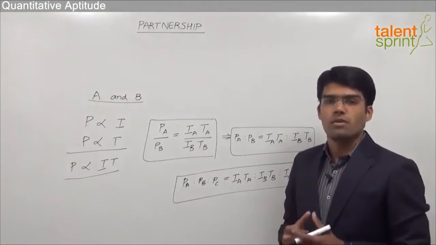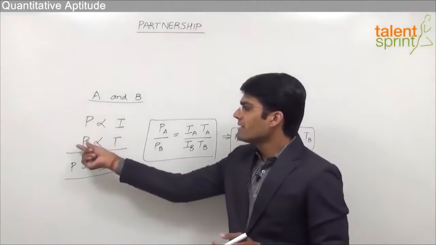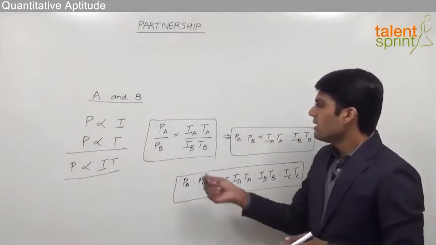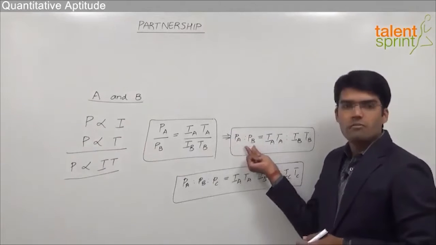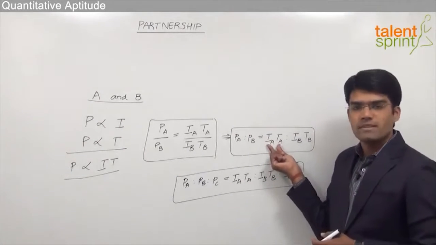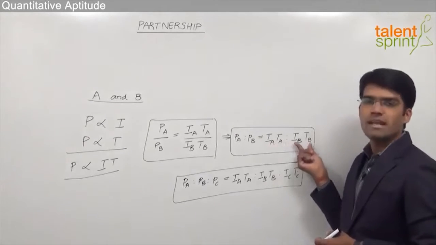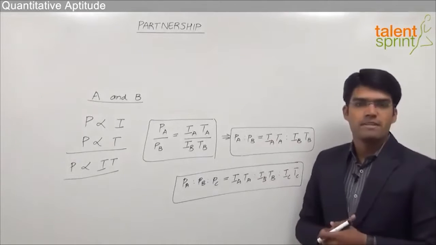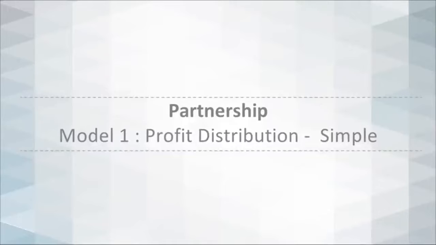Similarly, even in case of loss, the loss of the partners depends on investment and time of investment. So we can say that loss of partner A is to loss of partner B will be equal to investment of A into time of A's investment is to investment of B into time of B's investment. Whether it is profit or loss, both are proportional to investment and time of investment.